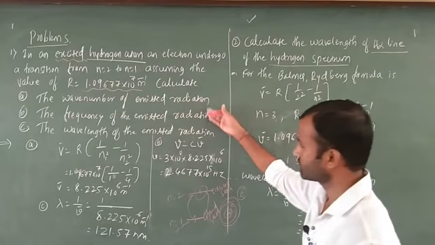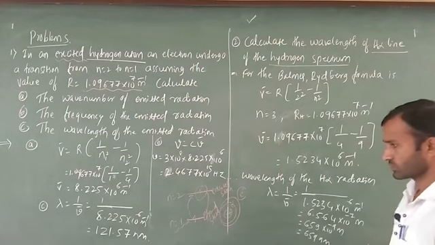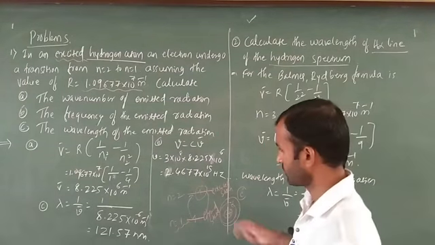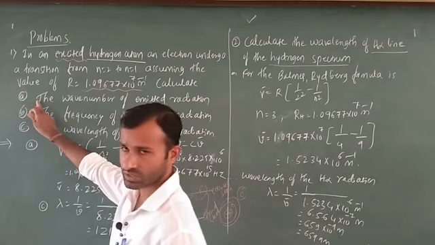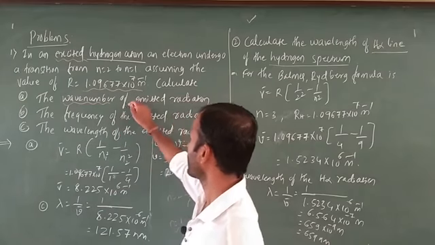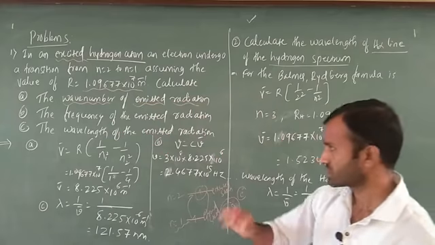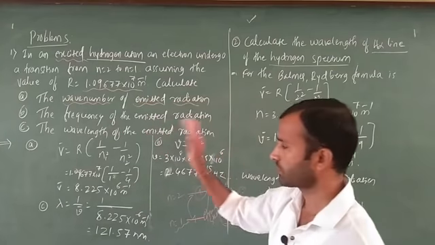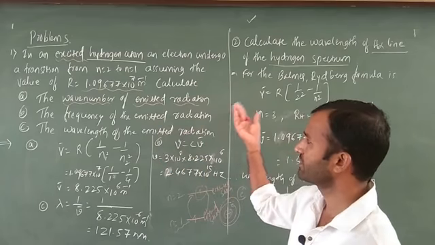After that, they have given 3 points we have to calculate. Okay, no problem, leave it. Here, calculate: A, first the wave number of the emitted radiation. The second one is frequency, after that wavelength. First one is the wave number of the emitted radiation.